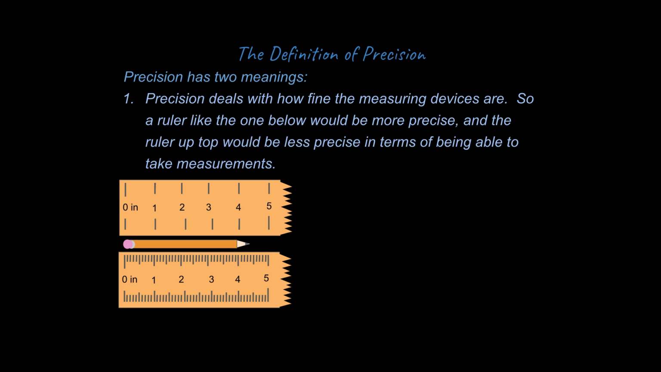So precision really has two different meanings in science courses. The number one meaning usually is what this number one is up here. It's how precise the measuring devices are. So if you look at these two rulers right here, this top one and this bottom one, my question to you is, which ruler, the top or the bottom, do you think is more precise? And the answer is the bottom, of course. It's more precise because it has finer gradations. You can make more accurate measurements based on the measuring device itself. So precision does have to do with how accurate the measuring devices are that are being used.